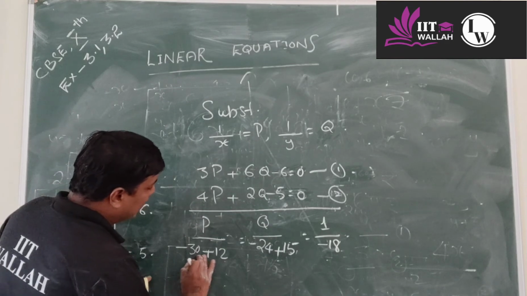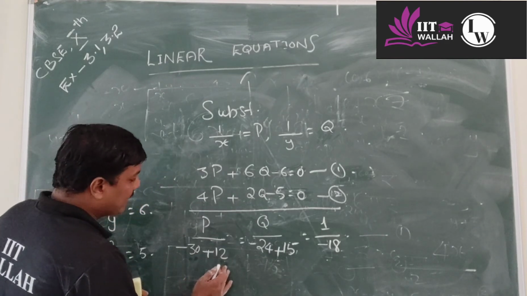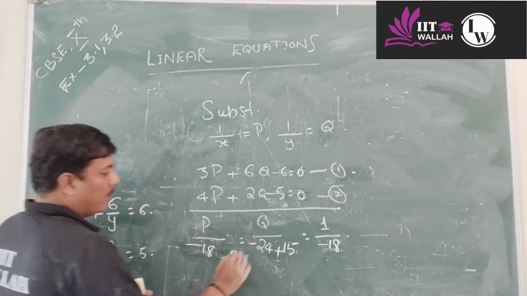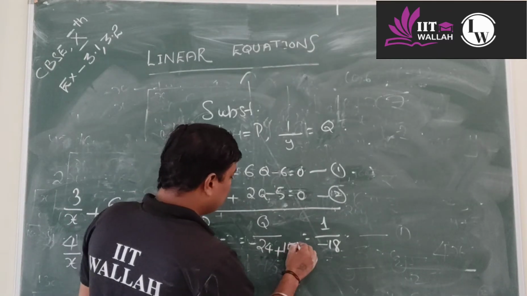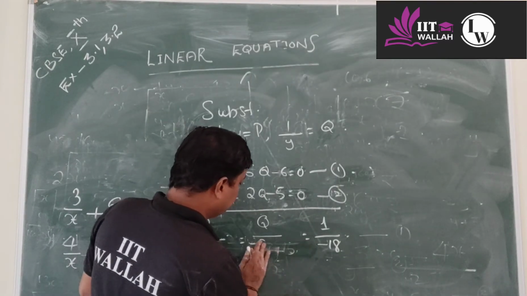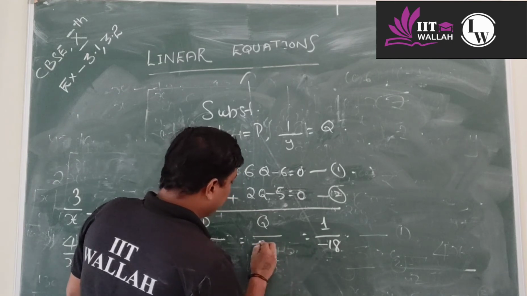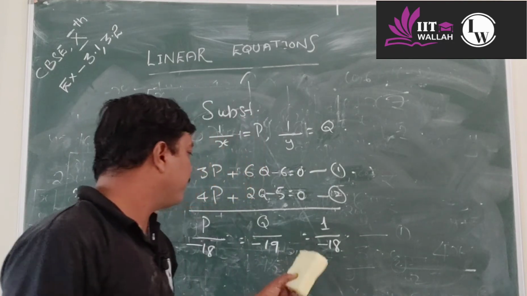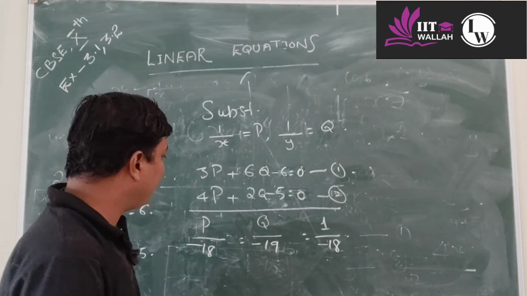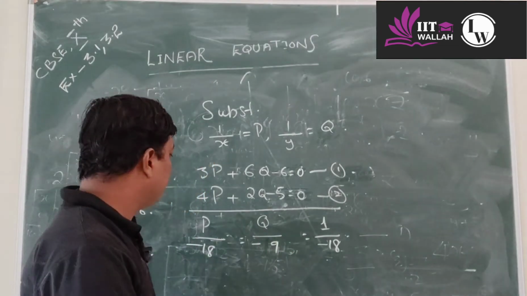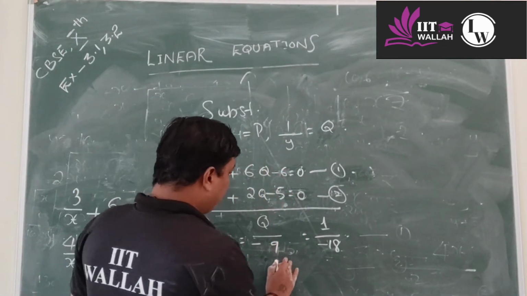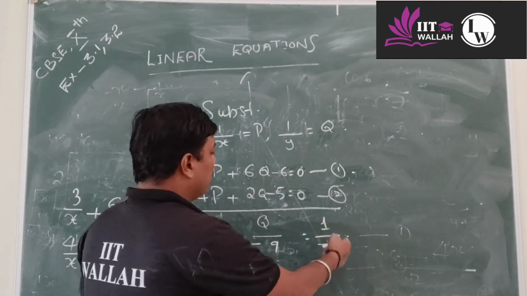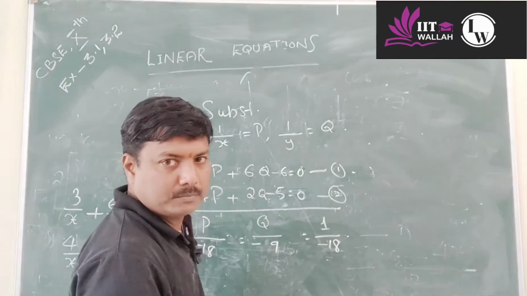Now, p upon minus 30 plus 12 is 18, minus 18, minus 24 plus 15 is minus 9, sorry, minus 9. Okay, minus 24 plus 15 is 9, minus 9 is equal to, here 1 upon minus 18 will come.